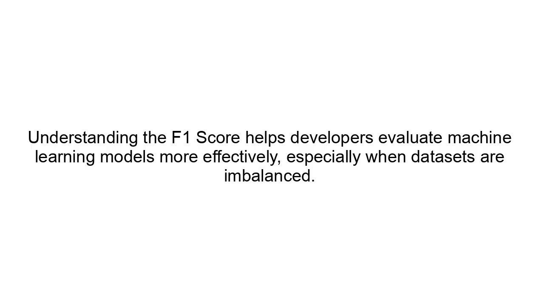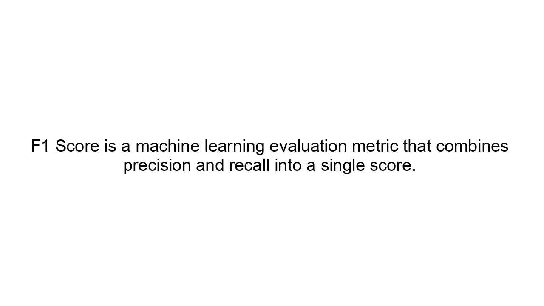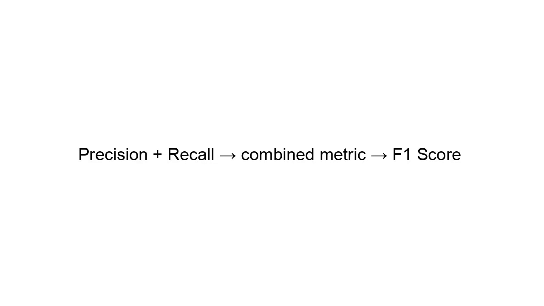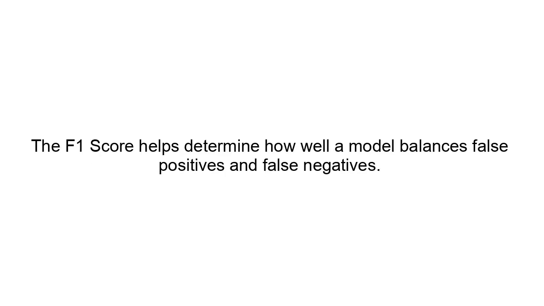What is F1 score? F1 score is a machine learning evaluation metric that combines precision and recall into a single score. In simple words, F1 score equals balance between precision and recall. Example concept. Precision plus recall means combined metric means F1 score. The F1 score helps determine how well a model balances false positives and false negatives.